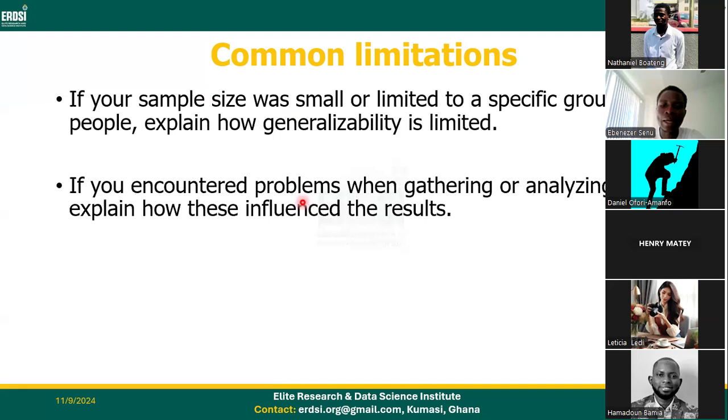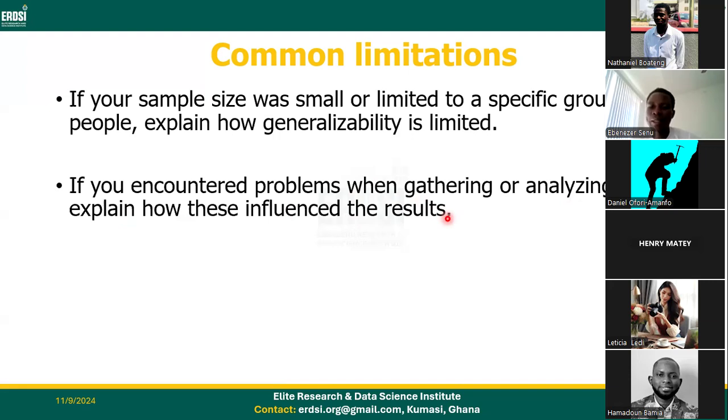Or you encountered a problem when gathering or analyzing the data. Then you have to explain how it influenced your results. Maybe you are collecting data from some ethnic group community, and because of their lifestyle, it affects how confidently they give you the data. It might affect the data.